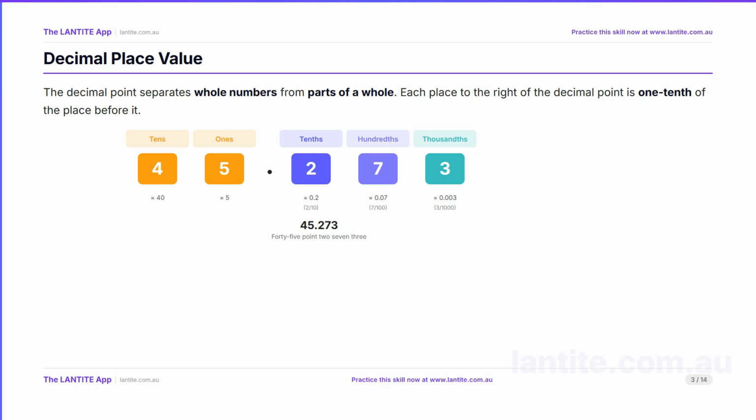Look at the number 45.273. The 4 is worth 40, the 5 is worth 5. After the decimal point, the 2 represents 2/10ths, the 7 represents 7/100ths, and the 3 represents 3/1000ths.